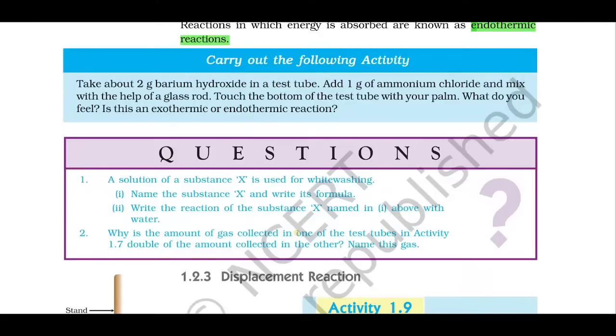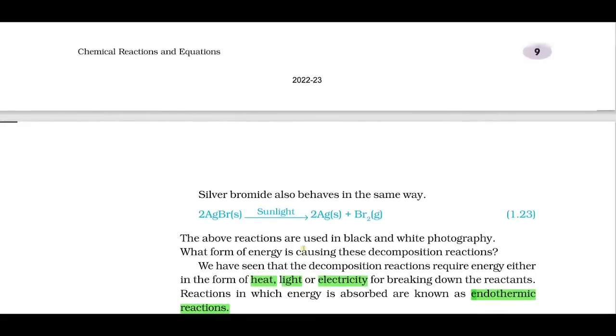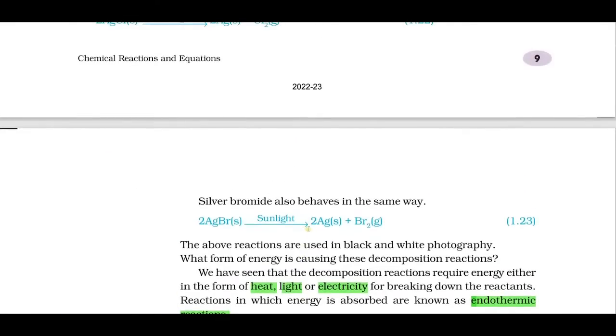See, why is the amount of gas collected in one of the test tubes double the amount? Because it is hydrogen gas. Oxygen and hydrogen gas will be in the ratio 1:2.